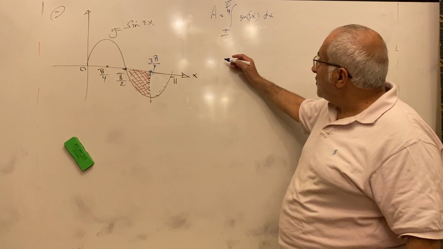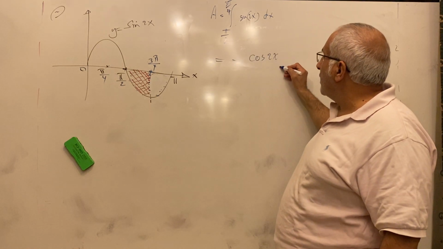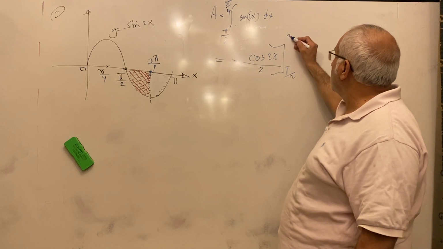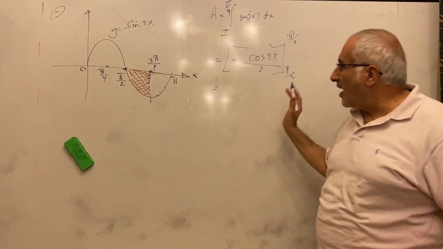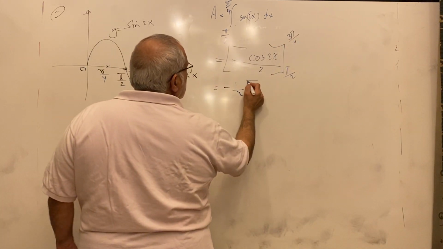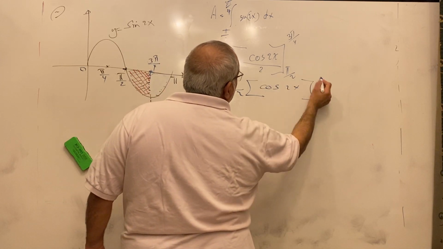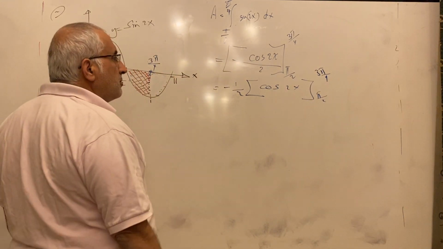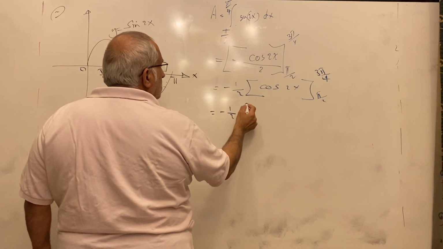All right, so what is the integration of sine 2x? Minus cosine 2x, and divided by what? From pi over 2 until 3 pi over 4. Why don't we get the minus half out of the way? Like this. Minus half cosine 2x from pi over 2 to 3 pi over 4. What is the usual method? Let's substitute the higher. Leave this one out.